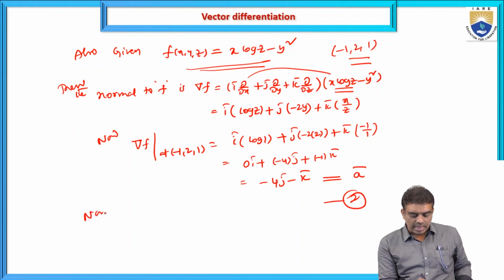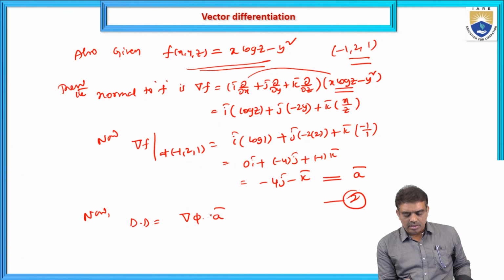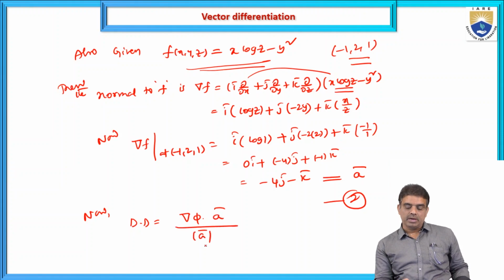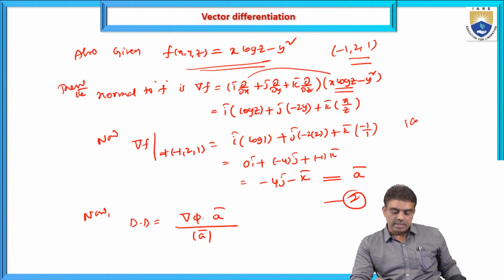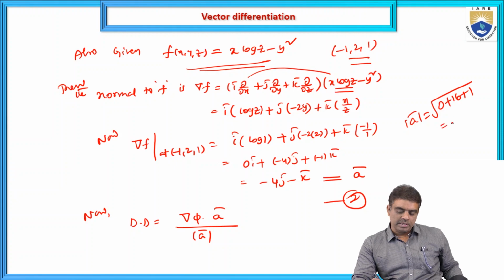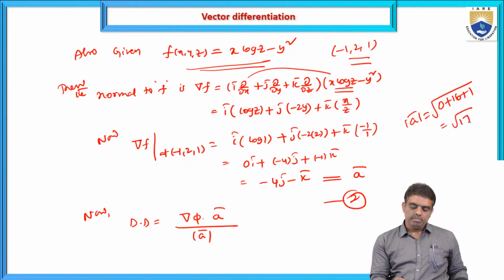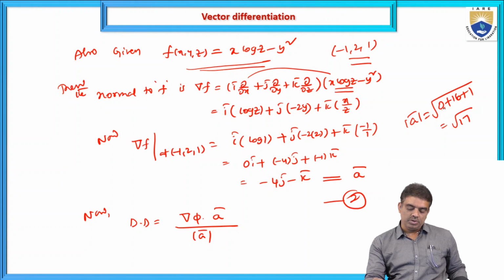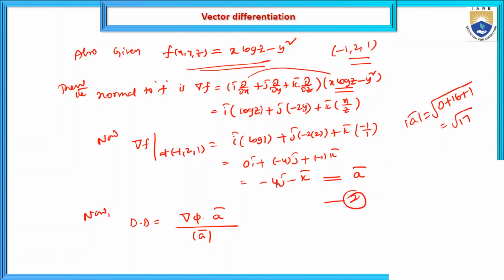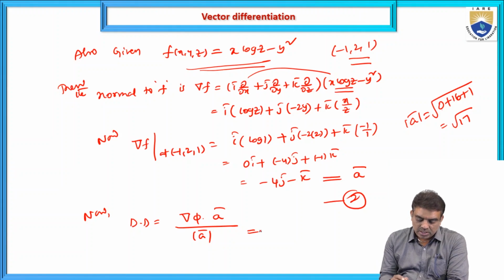Now what we have to calculate is the directional derivative, which is equal to grad φ dot a̅ by the magnitude of a̅. So what is the magnitude of a̅? It is the root of 0 squared plus 16 plus 1, that is equal to root 17. The i̅ coefficient is 0, so 0 squared is 0, plus the j̅ coefficient −4, whose square is 16, plus the k̅ coefficient −1, whose square is 1, which is equal to root 17.